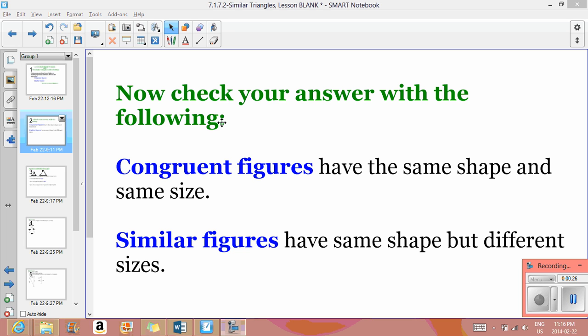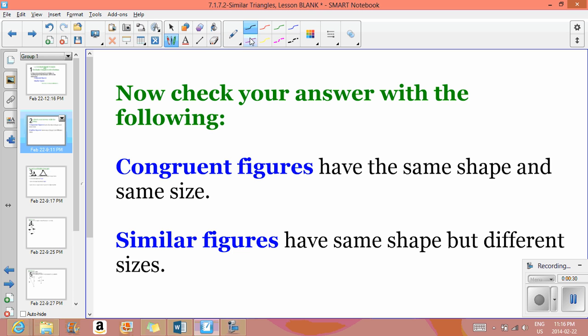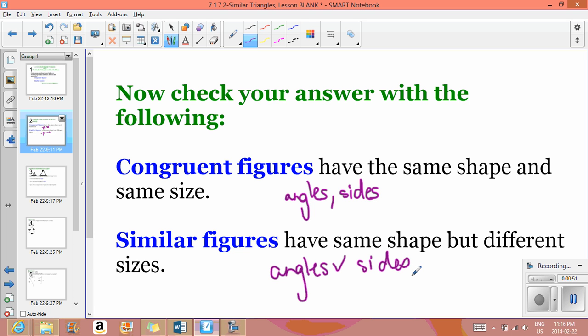And so here we have the congruent figures. They have the same shape and the same size. And that means that they have the same angles and the same sides. Whereas in similar figures, you have the same shape, but different sizes, which means the angles are the same, but the sides are in ratio to each other.